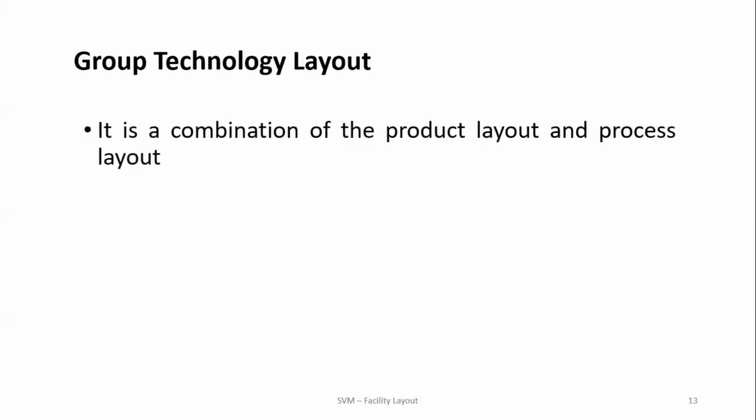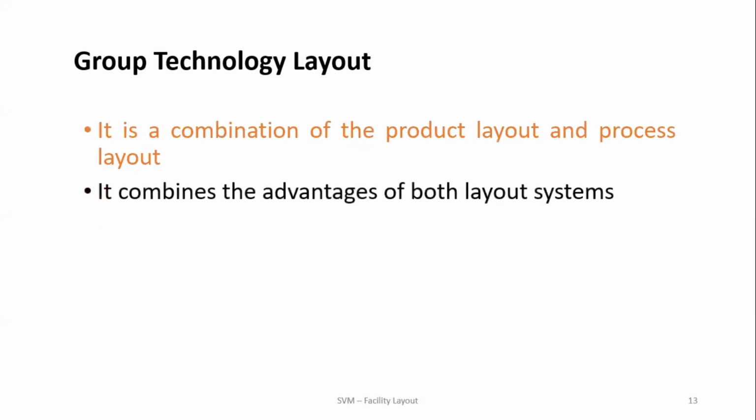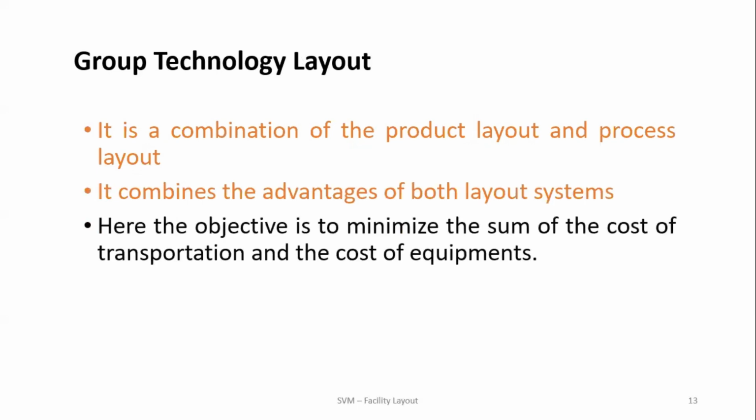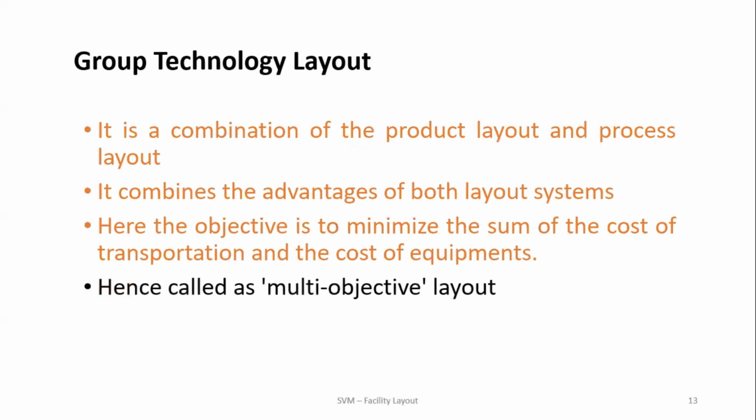Next is group technology layout or a hybrid layout. It is a combination of the product and process layout. It combines the advantages of both layout systems. Here, the objective is basically to minimize the sum of the cost of transportation and cost of the equipments. Hence, we call this layout a multi-objective layout.